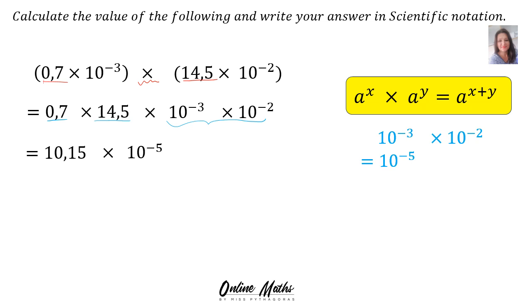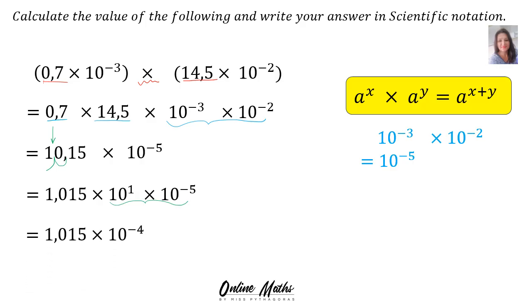Then this is indeed the answer, but the question wanted us to write the answer in scientific notation. So scientific notation means the comma must be there. So I will move my comma one place, and then that becomes 1,015 times 10 to the power of 1 times 10 to the power negative 5. And then here, the bases are the same, we add exponents since we are multiplying, and it becomes 1,015 times 10 to the power negative 4. Where does the negative 4 come from? 1 minus 5 is negative 4.